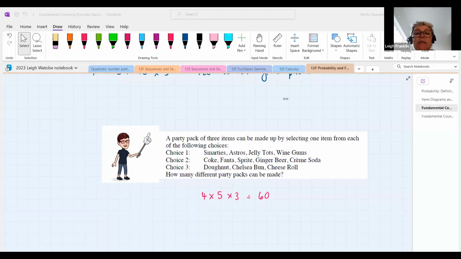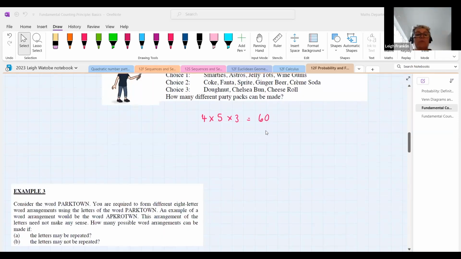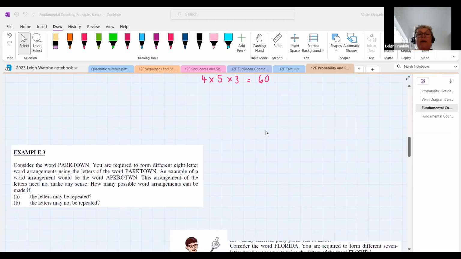Daka, you getting 80? Have I done something wrong? 1, 2, 3, 4 by 1, 2, 3, 4, 5 by 1, 2, 3. So why am I getting 60? Should be 60, 20 times 3. There we go. Okay. All right. Now that thought is 60. Sorry, I'd made a mistake.